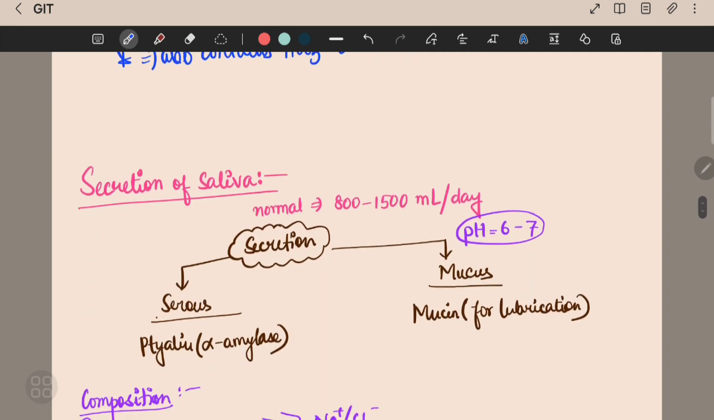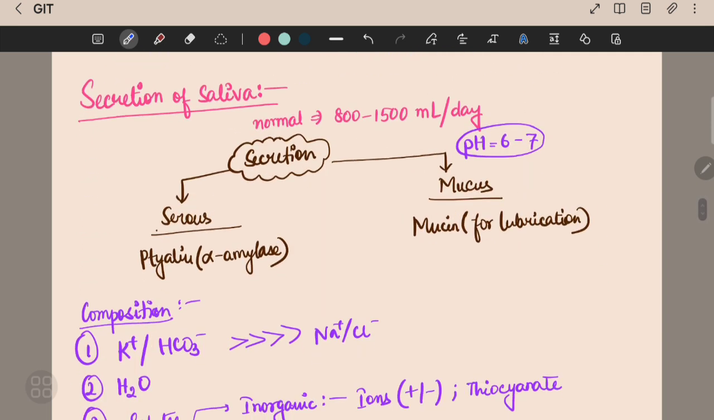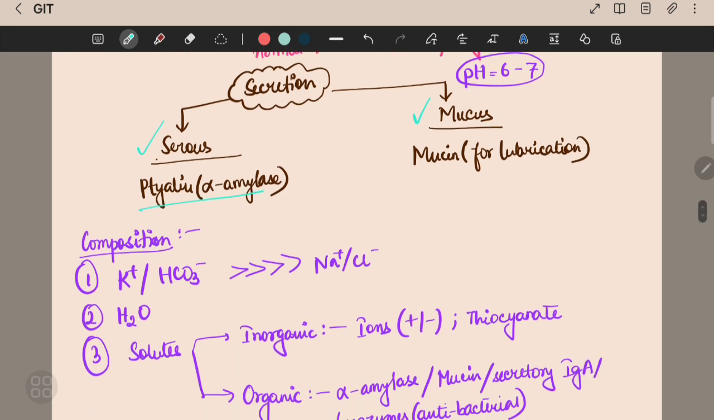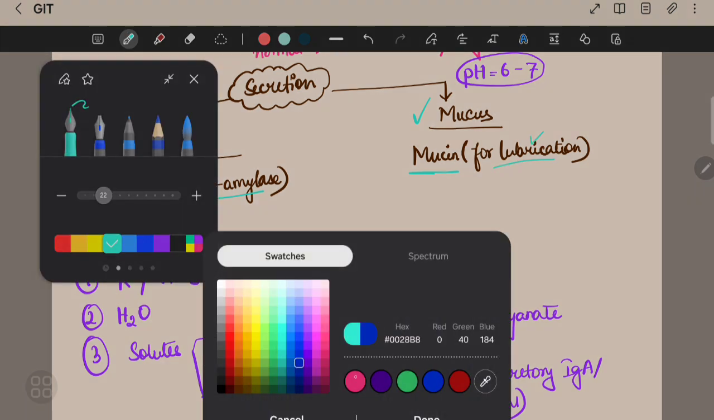Okay. Now moving on to the secretion of saliva. Whenever we are talking about the secretion of saliva, remember that saliva has two types of secretion. One is the serous secretion and one is the mucus secretion. Serous secretion mainly secretes alpha amylase or ptyalin, and mucus secretion mainly has mucin protein present, which adds lubrication, making the food particles slippery for easy movement down the esophagus.